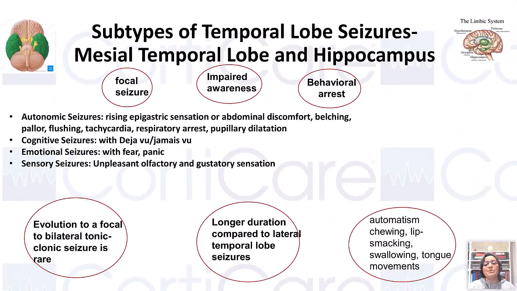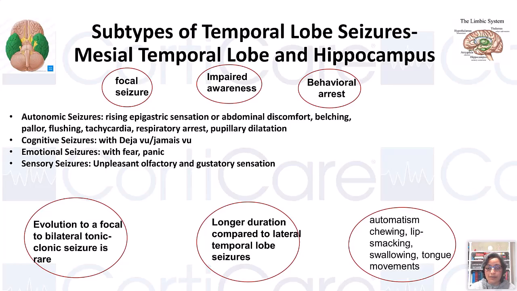Let's discuss subtypes of temporal lobe seizure. The mesial temporal lobe and hippocampal seizures are categorized as autonomic seizures. These are seizures when the patient feels a rising epigastric sensation. They have abdominal discomfort, belching, they feel tachycardic, they may have difficulty breathing, and pupillary dilatation. Cognitive seizures originate from the mesial temporal lobe with a feeling of déjà vu and jamais vu. Patients do have emotional seizures where they have feelings of fear, panic, anxiety, and even doom. Sensory seizures are with unpleasant olfactory and gustatory sensation.